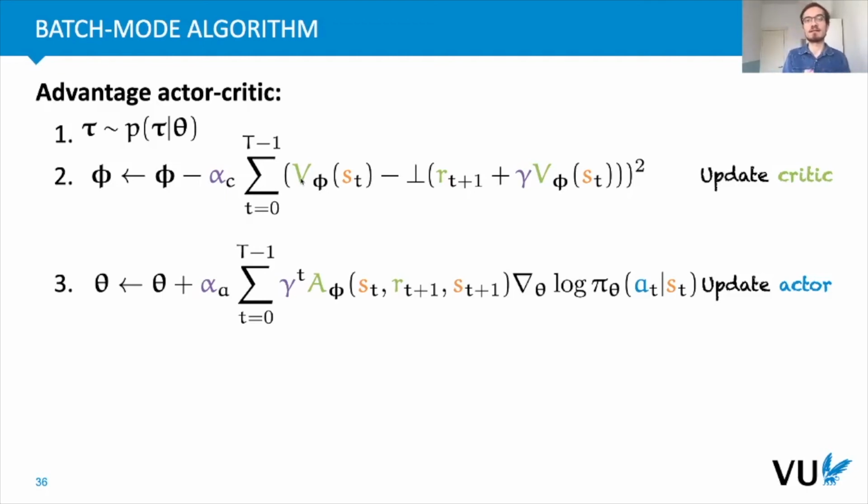Then we're going to update the actor, the policy, and we're going to do this not based on an estimate of the discounted reward to go, but based on this advantage function. So we use our critic to estimate the expected increase in reward whenever we execute this action in the state. And all we need for that is the current state, next reward, and the next state. That's all we need for that.